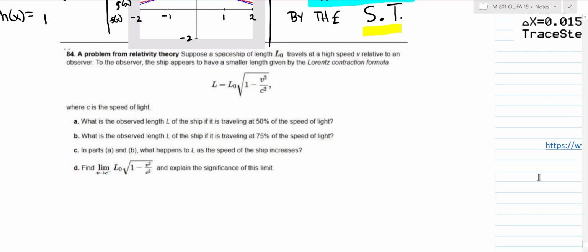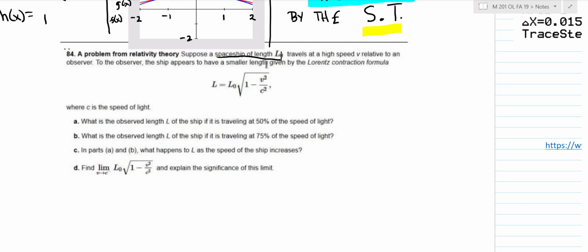So the idea with this is you have a spaceship, and the length of that spaceship is L0. That's the actual at-rest length of that spaceship that we would just measure. It travels at a high speed, v, relative to the observer, and the ship is going to appear to have a smaller length than the astronaut on the spaceship perceives, by the Lorentz contraction formula.